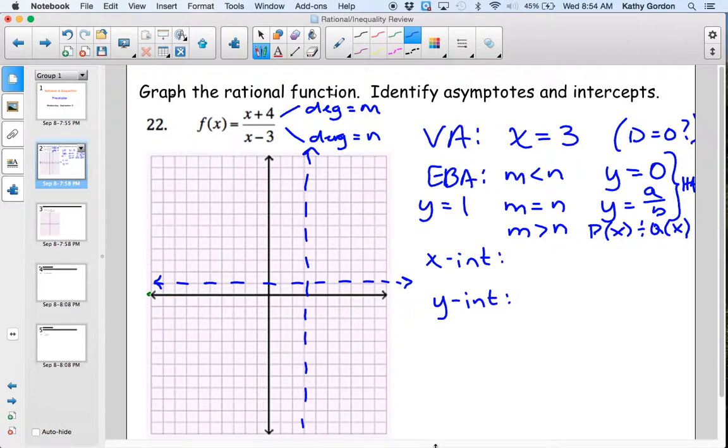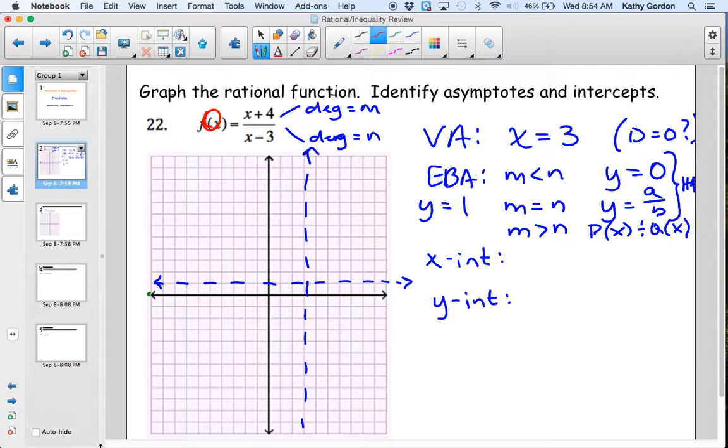Okay, so if you think about what's going on at points that are on the x-axis, these are all points that have a y-coordinate of 0, right? So if I plug in 0 for y, what is it about that rational expression that's going to happen in order to get an answer of 0? X has to be -4.